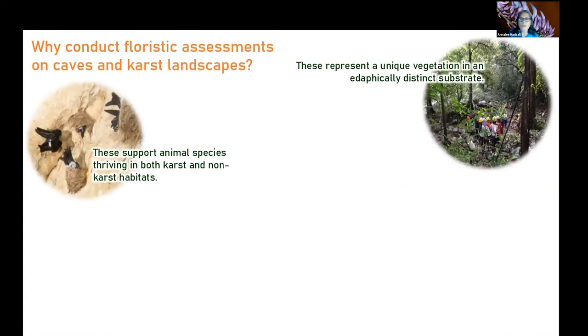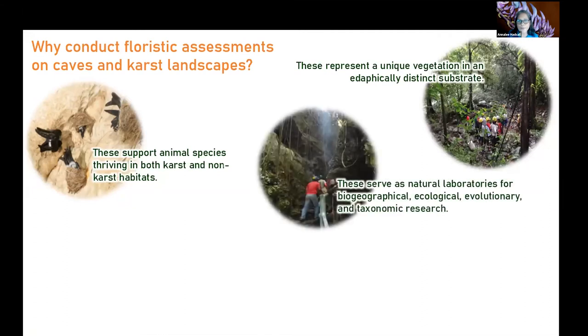Why do we need to conduct floristic assessments on caves and karst landscapes? Ano bang meron sa caves and karst landscapes? So if you have heard Dr. Litt, and of course, katapos lang natin si Dr. Eslava, they gave an overview of what are caves and how caves would be formed, okay? So caves and karst landscapes actually would support animal species. There are animals that could thrive in karst habitats only, but also animals that could live in both karst and non-karst habitats. So number one, syempre, they provide habitats for these animals. They could be vertebrates or invertebrates.